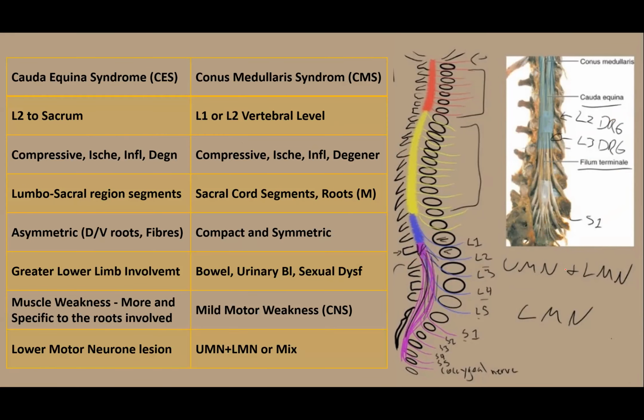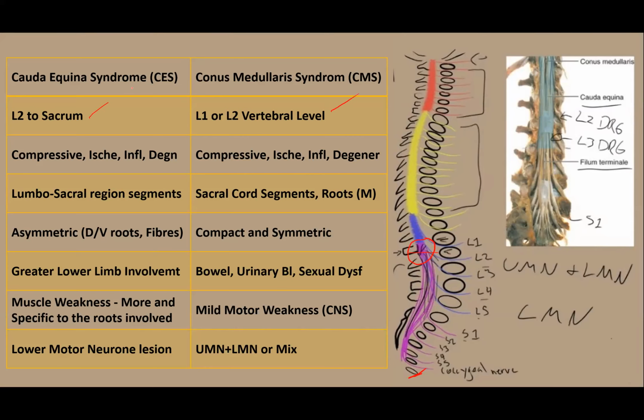Now, this I'm circulating, keep it as a guide for you, and this is the way you should be able to rattle off the answers. Cauda equina syndrome is L2 to sacrum. This is L2 from here, L2 to sacrum. That is the involvement, whereas conus medullaris is the L1, L2 level. That is, the level is very different.